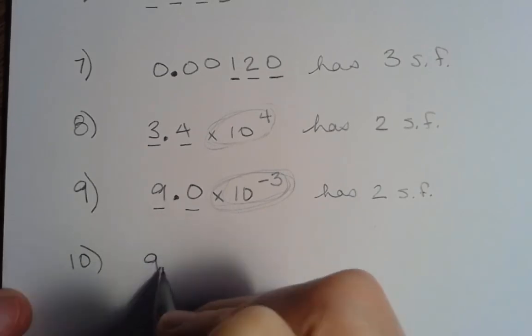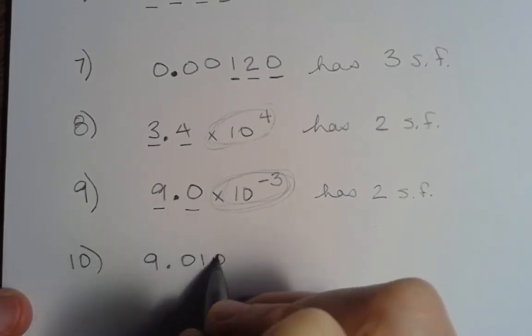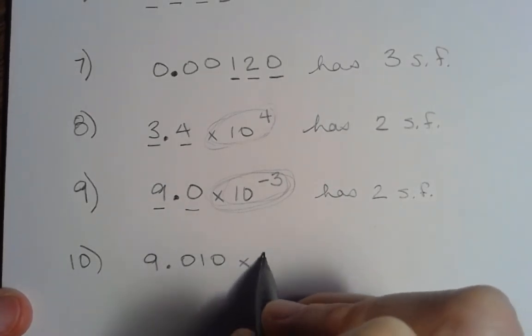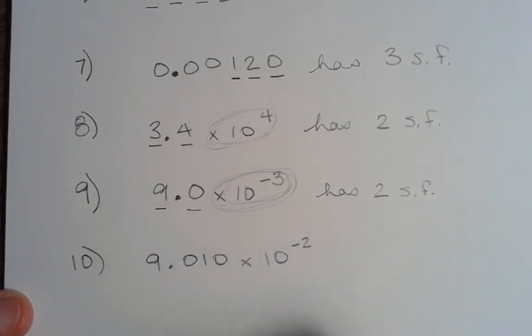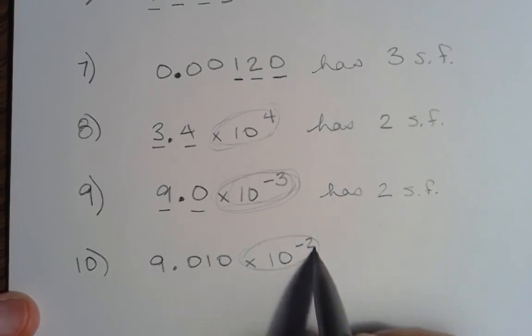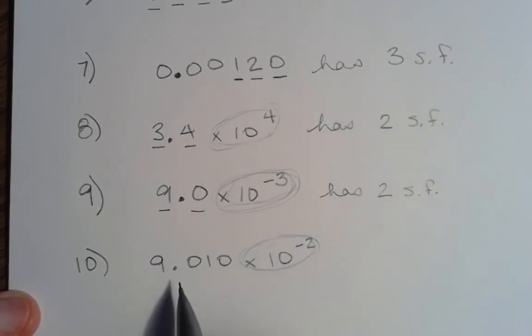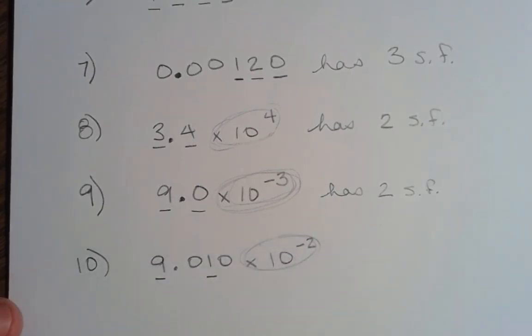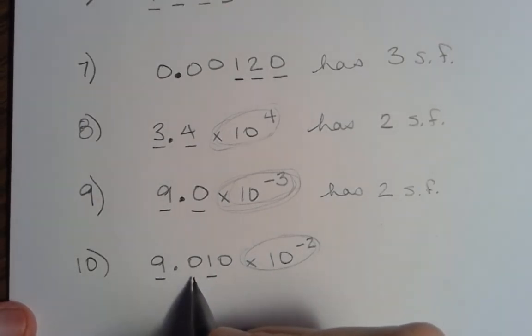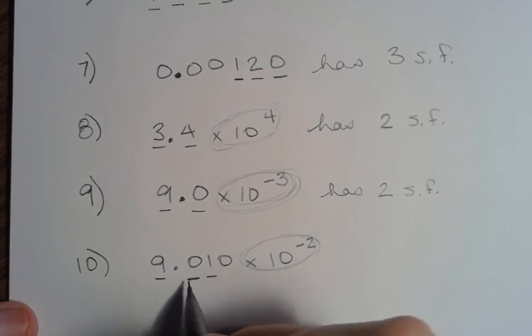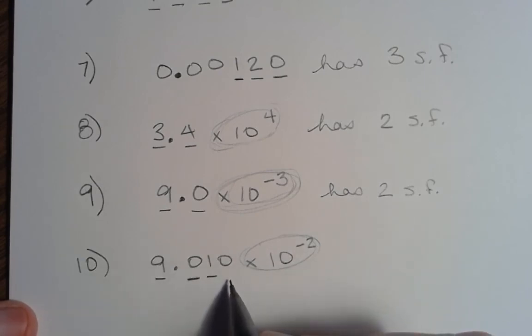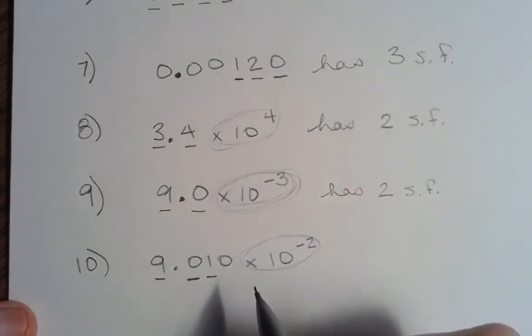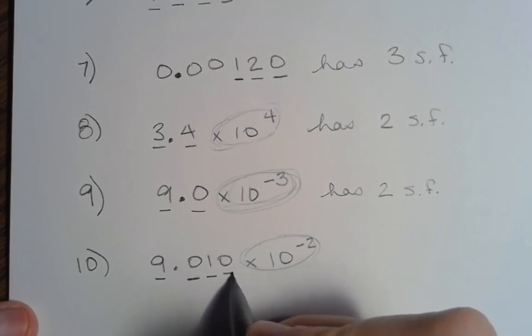Number 10 says 9.010, I should say 0, times 10 to the -2. There's another times 10 to the something. Like number 9, we'll get that soon. Here, your 9 you know is confident, your 1 you know is confident. You have 2 zeros you have to deal with. This one's a middle 0. Middle zeros are always significant. This is an end 0, and just like the one up here, this is an end 0 after a decimal.